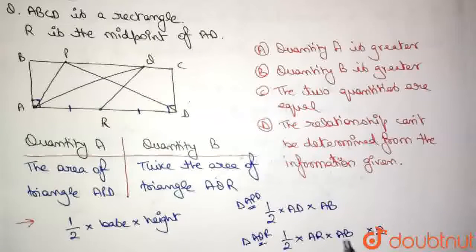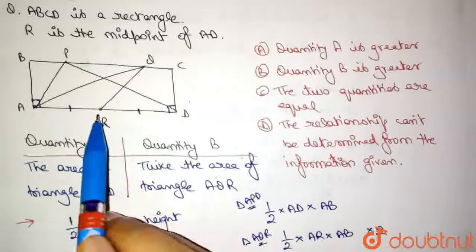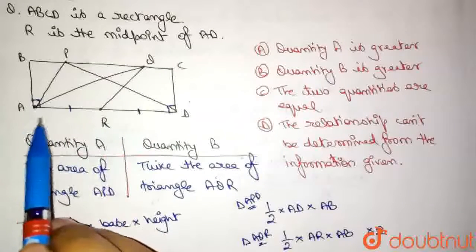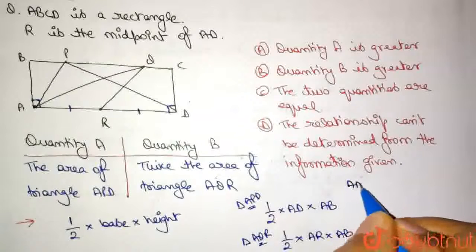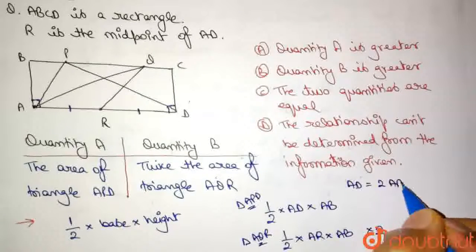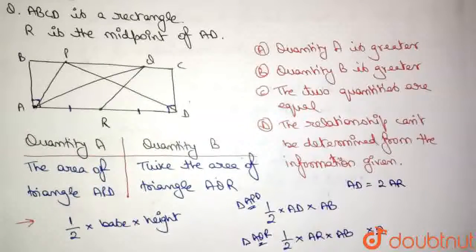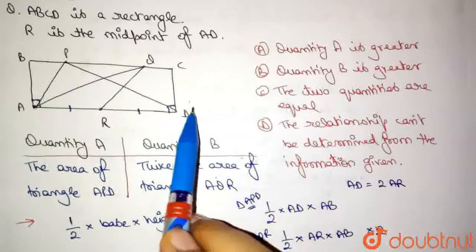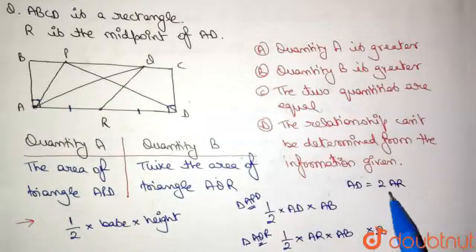But also we know that AD is nothing but AR plus RD, because AD is divided by R into 2 equal parts. Because AR and RD are equal in length, I can write AD is equal to twice of AR.